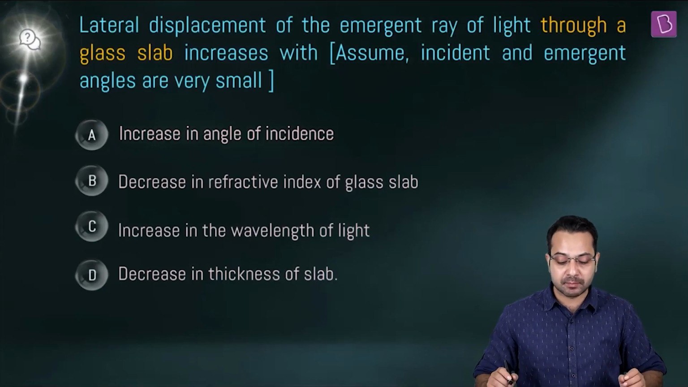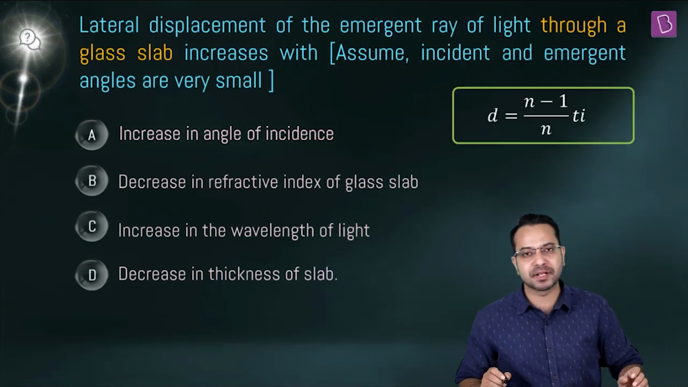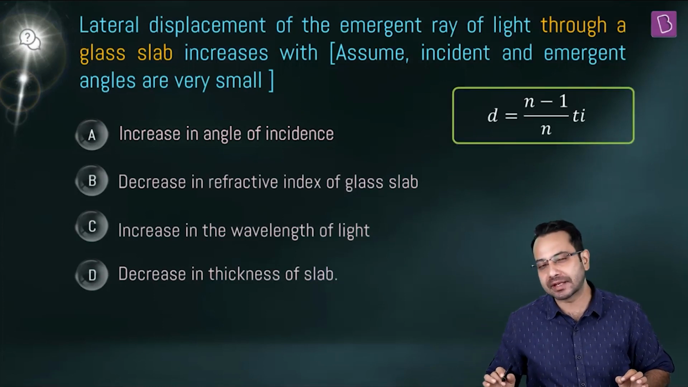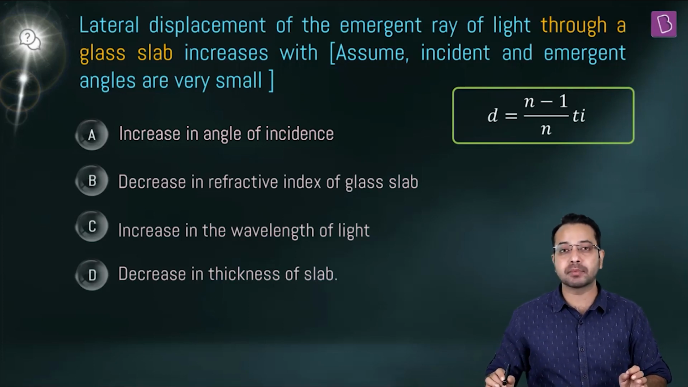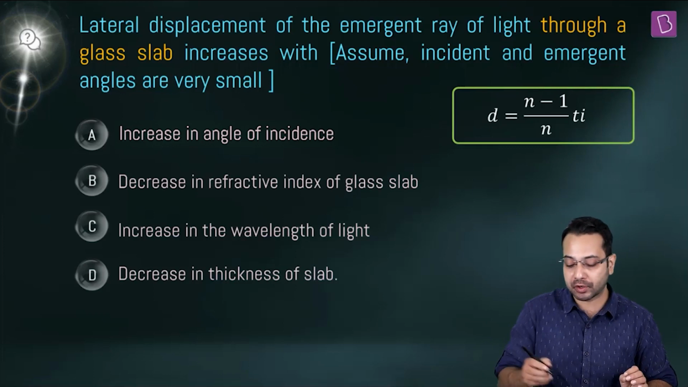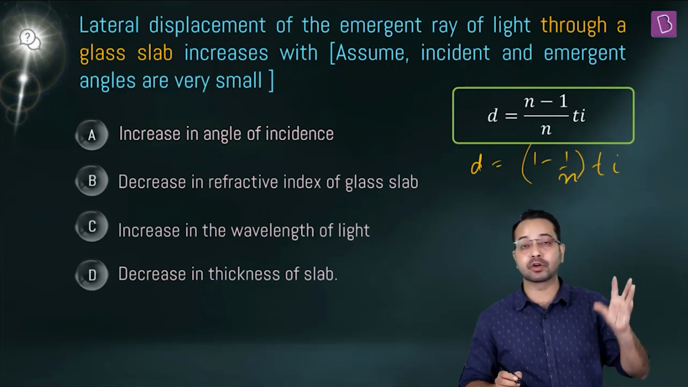Lateral displacement of the emergent ray of light through a glass slab increases with, assume incident and emergent angles are very small. So the lateral displacement when the incident angle is very small, we have already derived that result: it is equal to (n minus 1) upon n into Ti. Or we can also write it as (1 minus 1 upon n) into Ti. Now let's have a look at the options.